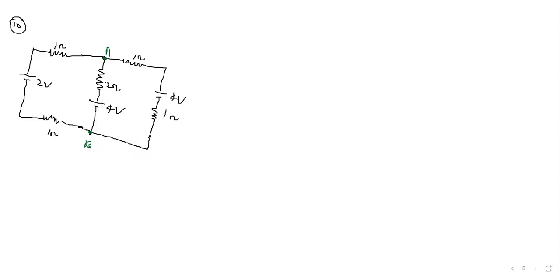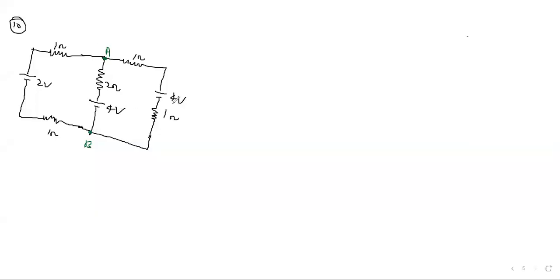So let's start calculating. Okay, watch carefully. Here the current directions are unknown, so we have to choose any one direction of current. Okay, let's choose the direction of current. So what we'll do? You choose the battery which has the highest potential, right? And we assume that current starts from there and goes in all remaining branches.